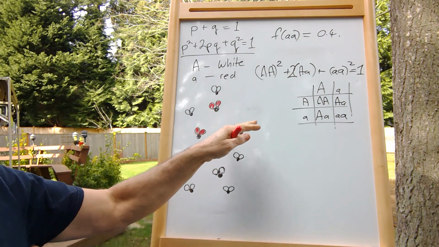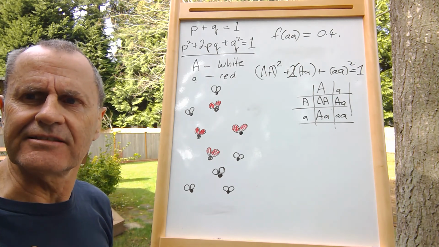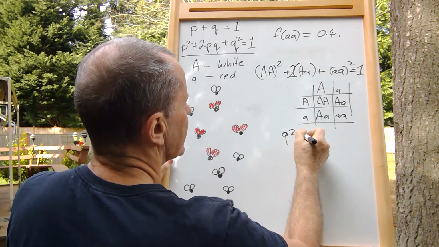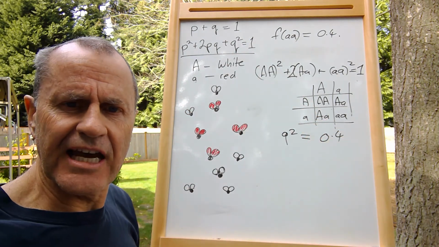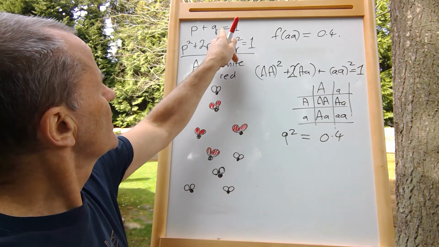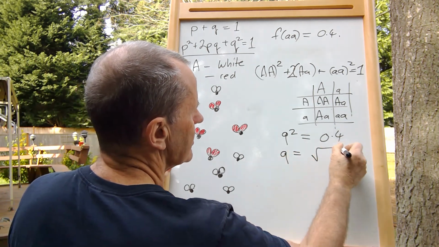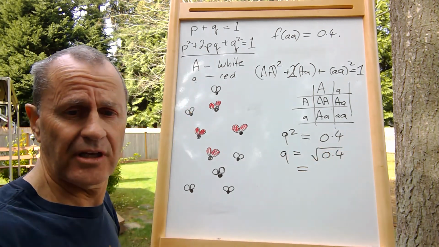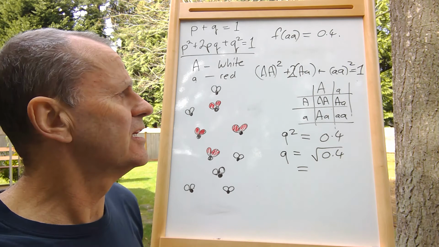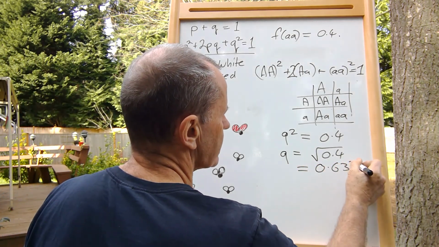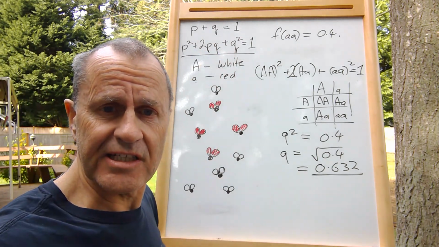So we have a look at how we can do some math here to work out the frequency of the alleles. So we know that q squared, this one, is 0.4. What we can do now is work out this, because we know that q squared is 0.4, we know that q is the square root of 0.4. And if I work that out with my handy calculator here, that equals 0.632. So the frequency of q is 0.632.